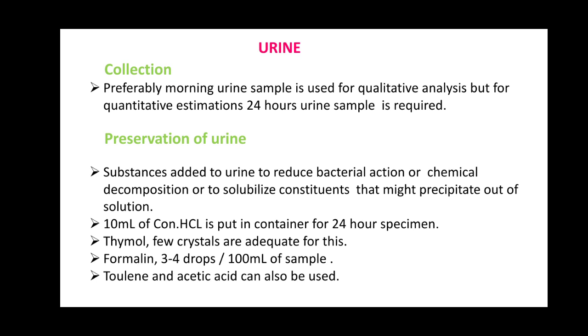Substances are added to the urine to reduce bacterial action or chemical decomposition, or to solubilize constituents that might precipitate out of the solution. These preservatives are used: 10 ml of concentrated HCl is put in a container for a 24-hour specimen. And thymol, a few crystals are used. And formalin, 3 to 4 drops for 100 ml of sample. Toluene and acetic acid can also be used as preservatives.